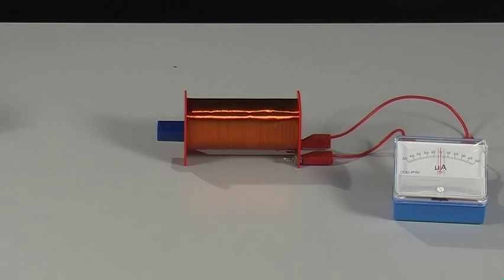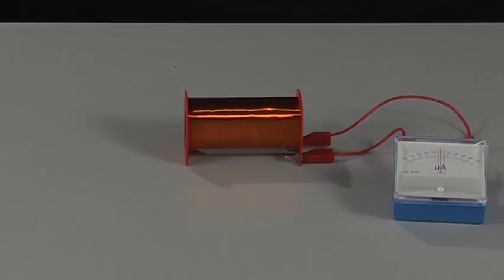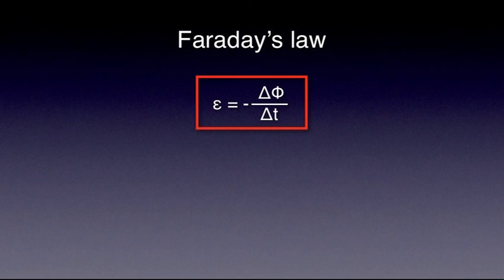Experimentally, it has been found that the induced EMF depends on the rate of change of magnetic flux through a coil. The induced EMF in a loop of wire equals the negative of the time rate of change of magnetic flux through the loop. EMF equals minus delta phi over delta t. This is Faraday's law of electromagnetic induction.